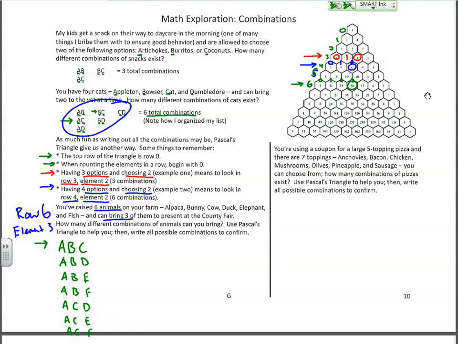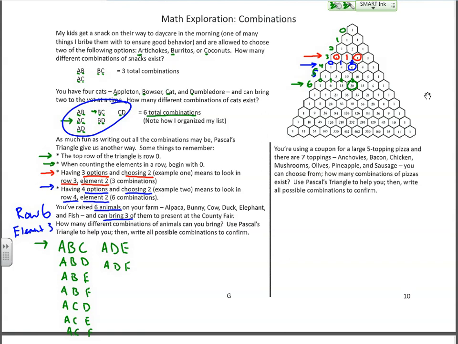Okay, let's keep A the same again, and now go to D. What are the combinations that start with AD? Well, ADB has been done. ADC has been done. We can do ADE or ADF.